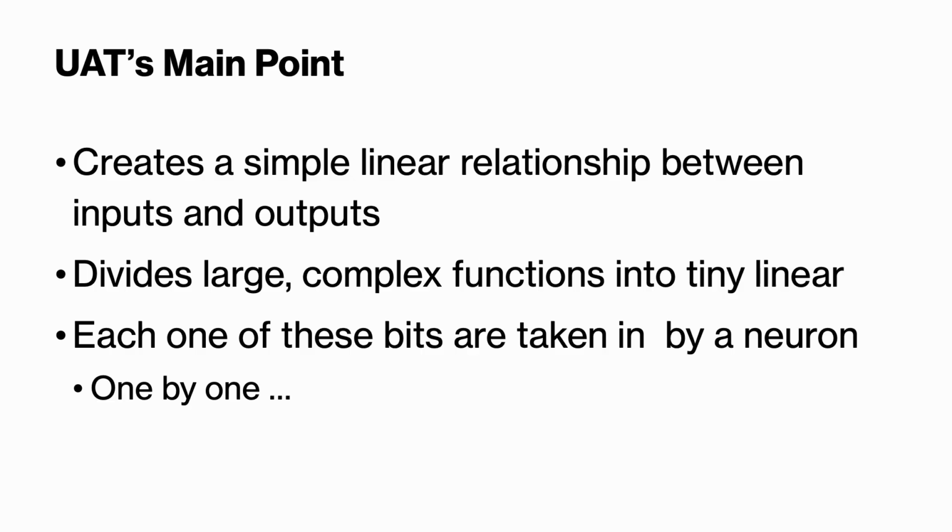So the main point behind UAT is that it allows for a simple linear relationship to exist between inputs and outputs. It can take large, complex functions and break them down into really tiny linear pieces, essentially. Each one of these bits is taken in by a neuron, one by one. So each little chunk that gets divided up from that massive, complex function gets fed to a neuron individually.